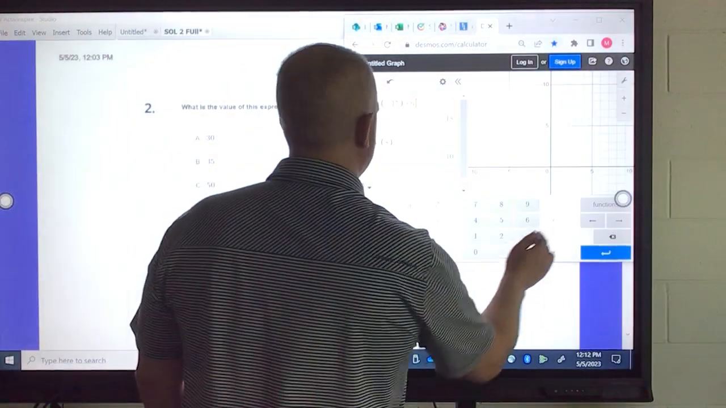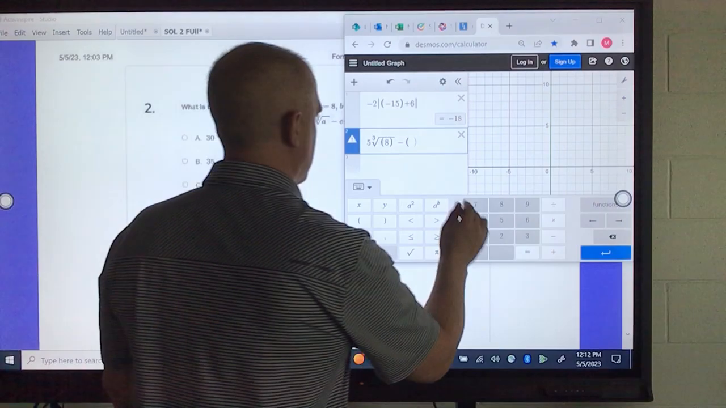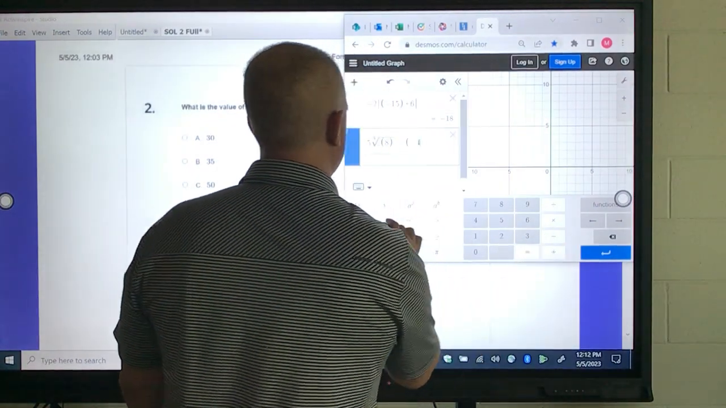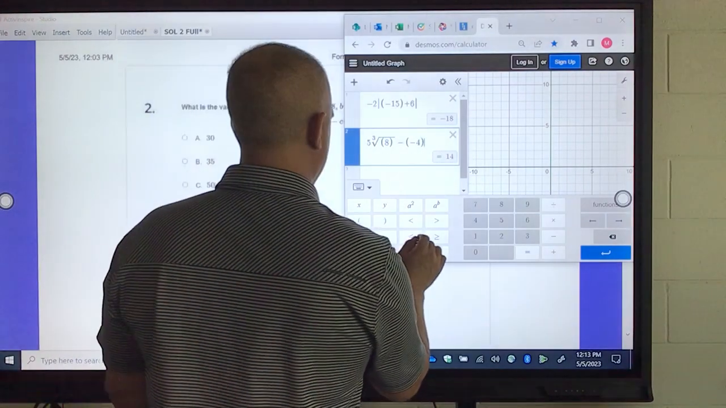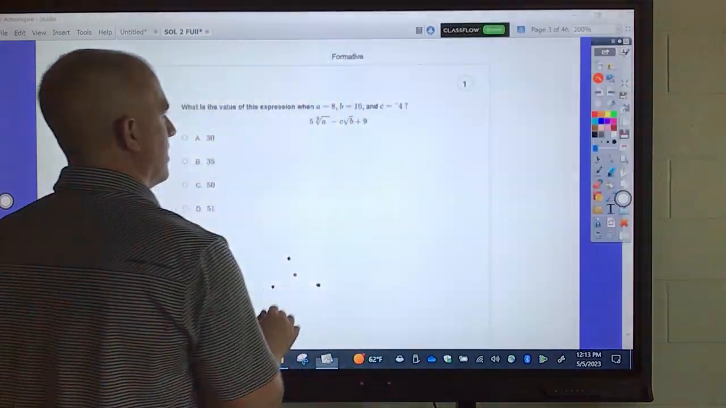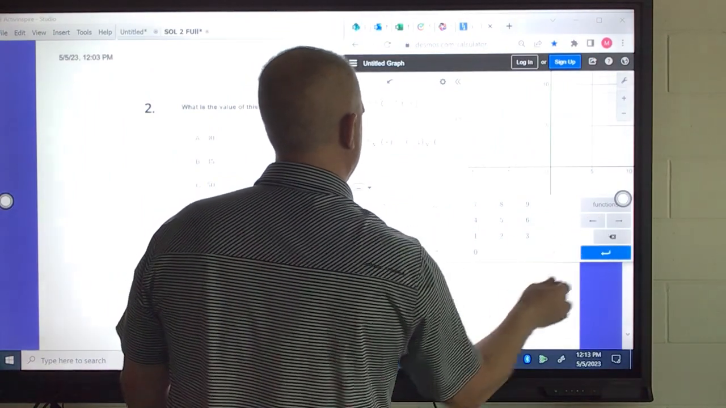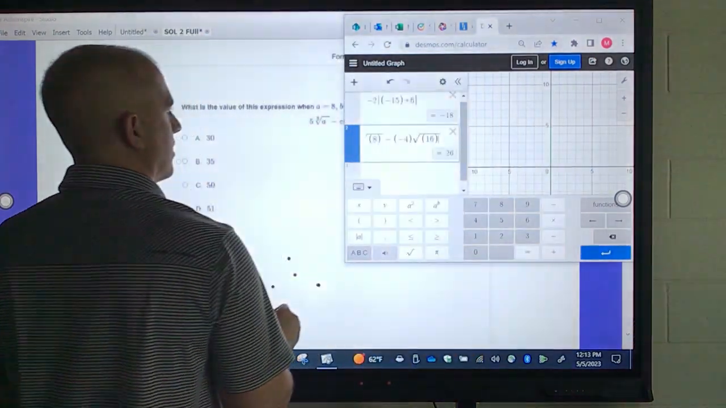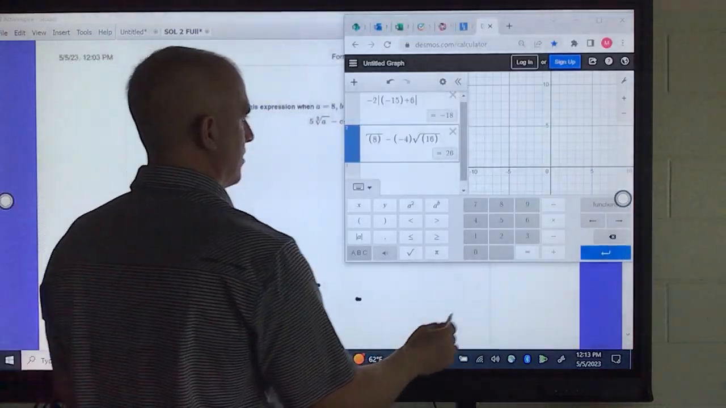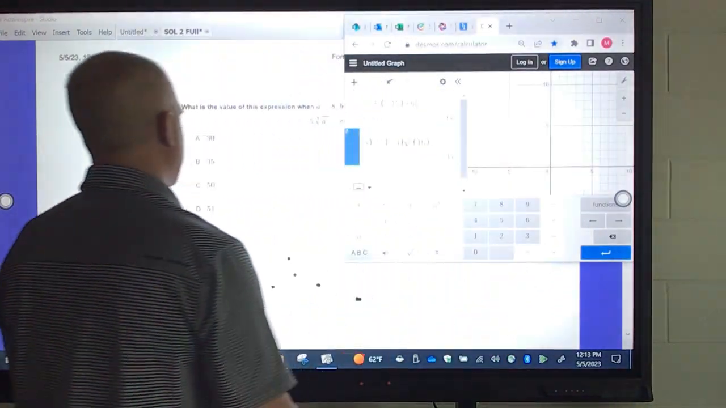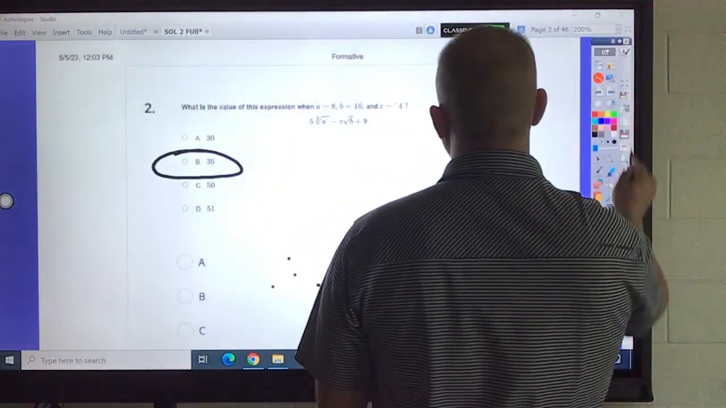And then I got C, which is negative 4. Close it. Then I got square root of B, parentheses, B is 16. Click over, and then that's going to be a plus 9. That gives me 35, which will be B.